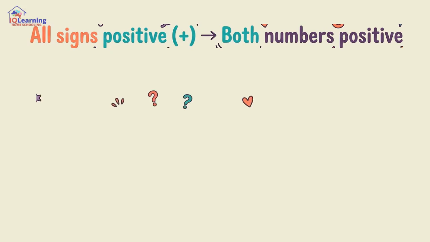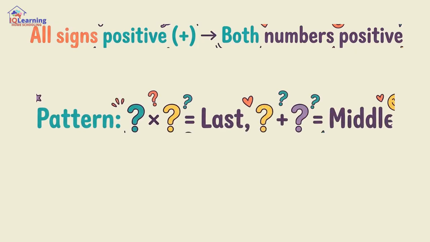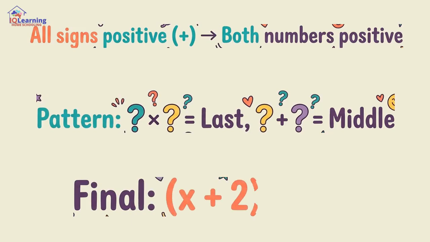So here's the full pattern you can reuse. To factor a trinomial like x squared plus 5x plus 6, find two numbers that multiply to the last number, make sure those same numbers add to the middle number, then put them into brackets. For this problem, the numbers were 2 and 3, so the final answer is (x + 2)(x + 3).